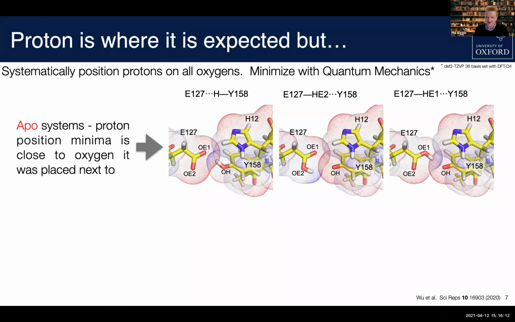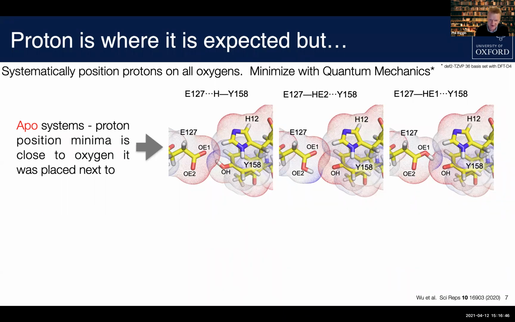You can do that with a minimization protocol using a quantum mechanics method. The idea is to systematically position the proton on all of the oxygens and then minimize it and see where it goes, okay? So in the apo state, you put the proton near the tyrosine. Sure, it minimizes to the tyrosine. Put the proton near the OE2 atom of this glutamic acid, sure, it stays there. And if you put it on OE1, no surprises, it also stays on the OE1. So that's entirely as expected.